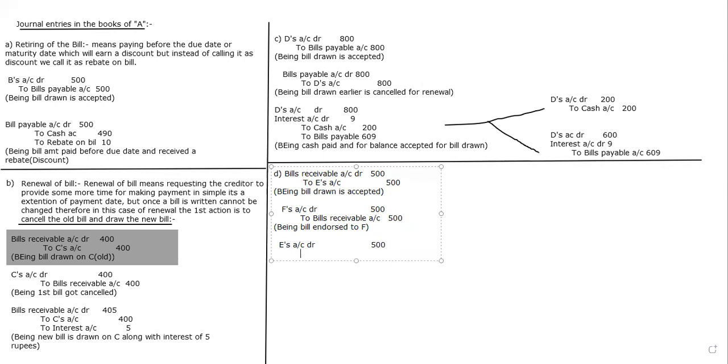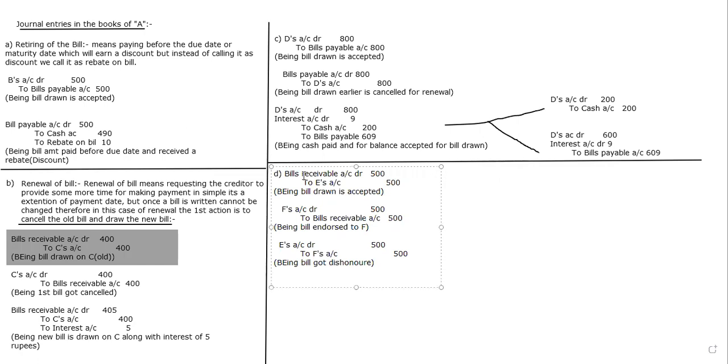Now, first time, F is on the debit side. So obviously, he'll come down to the credit side. So this is how I'm going to write a dishonored entry. So being bill got dishonored.